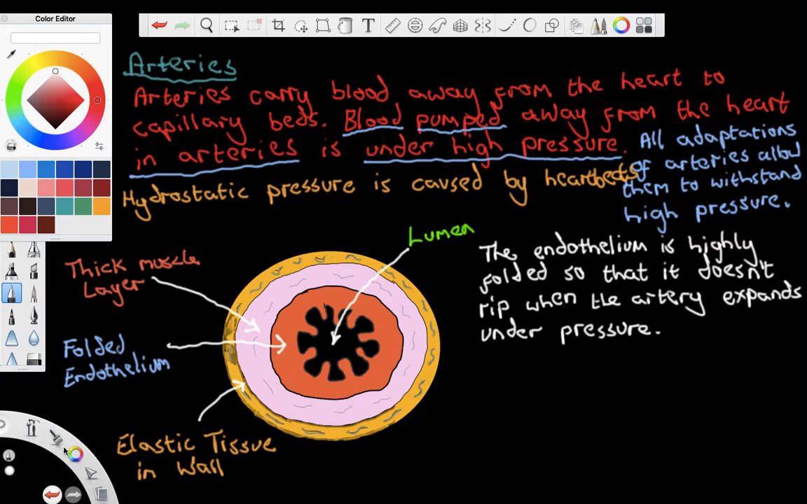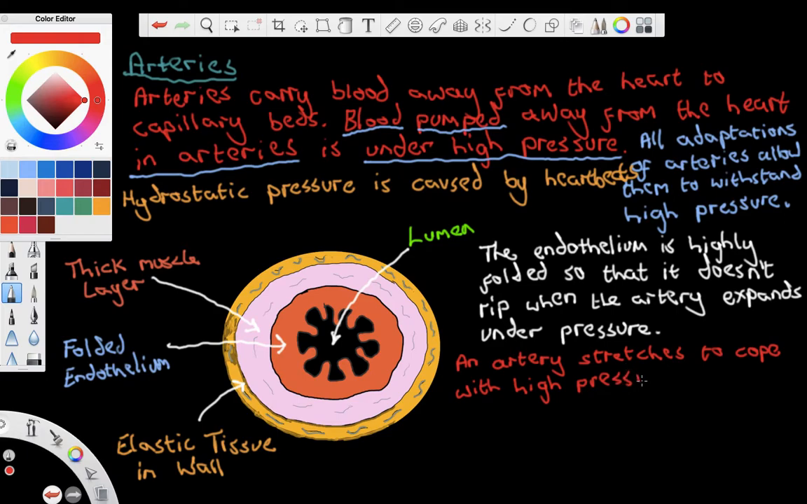So we can say, and I'm going to put it in red because it's a common misconception, that an artery stretches to cope with high pressure and then recoils under low pressure.